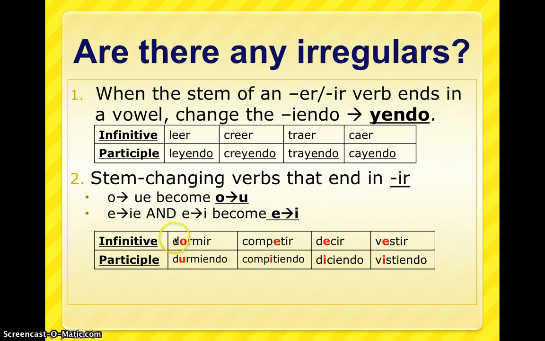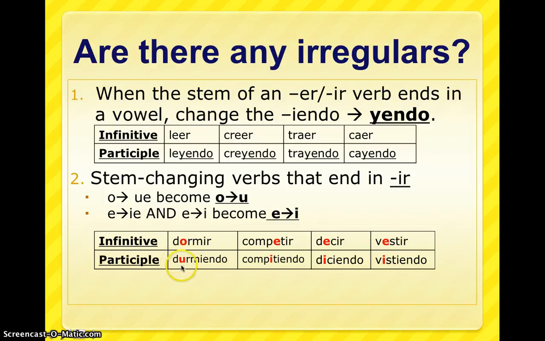Again, let's look at some examples so that this makes sense. So here we have our infinitives. We have dormir, and we know that the yo form of dormir in the present tense is duermo. It's an O to UE stem changer. But when we change it in the participle, notice that the O only changes to a U, so we don't have the UE, it's just the U.